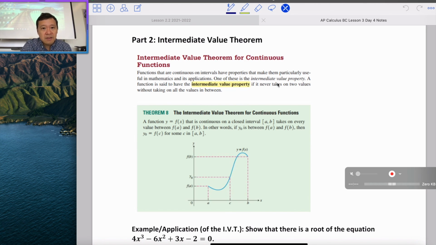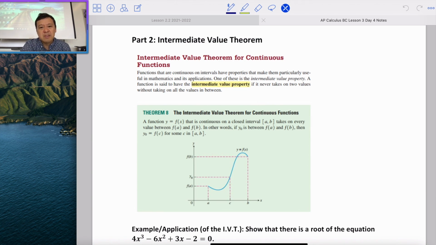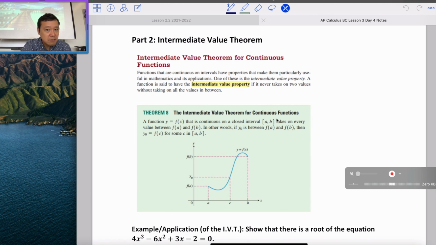And a function is said to have the intermediate value property if it never takes on two values without taking on all the values in between. So take a look at theorem 8 right there in that box. We again have an intuitive understanding of this, I'm sure.